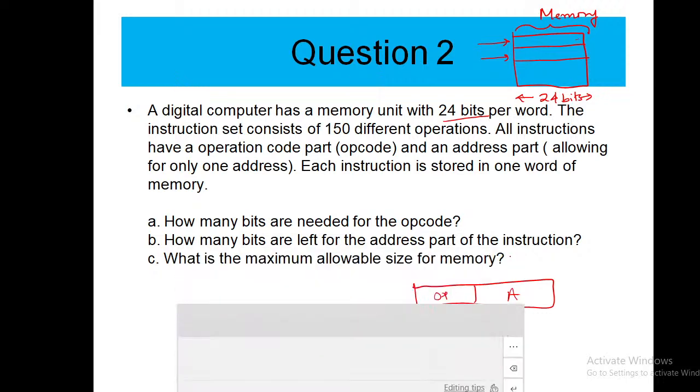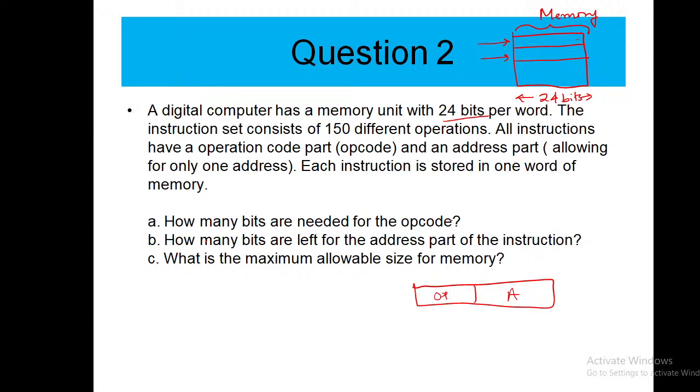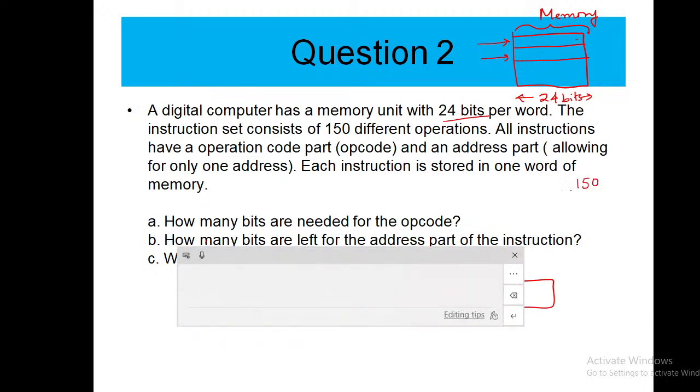Now how many bits are needed for the opcode? There are 150 different operations, so by how many bits can they be represented? Suppose there are 4 operations, so each operation will be represented by how many bits? 2 bits. So 2 to the power 2 is basically 4. Now for 150, I can write it like this.